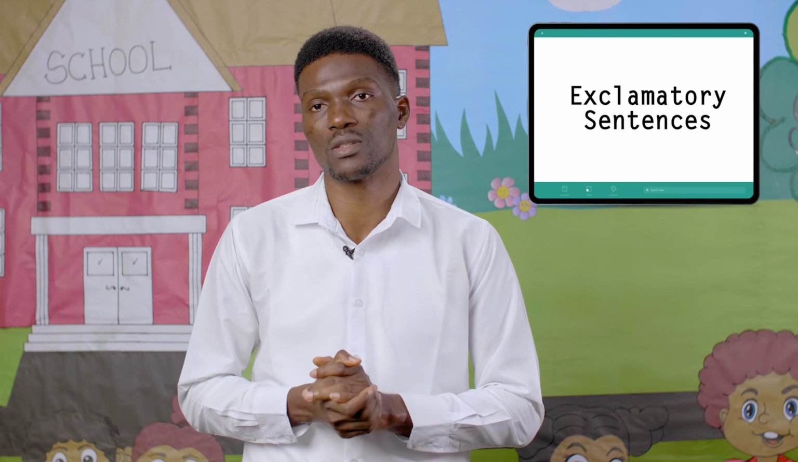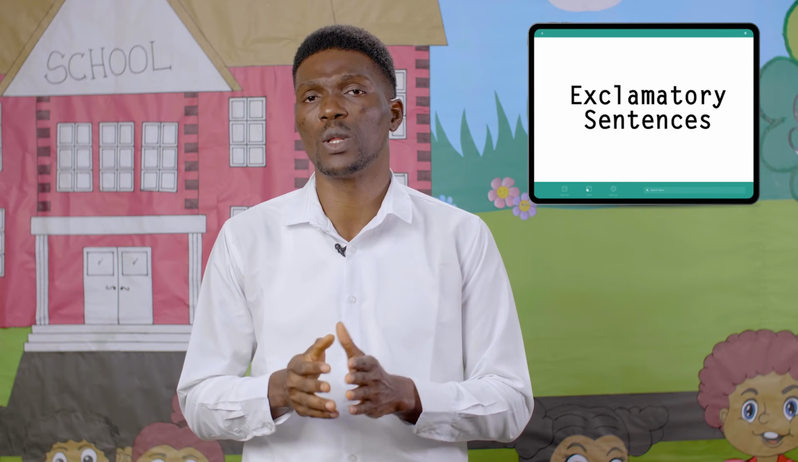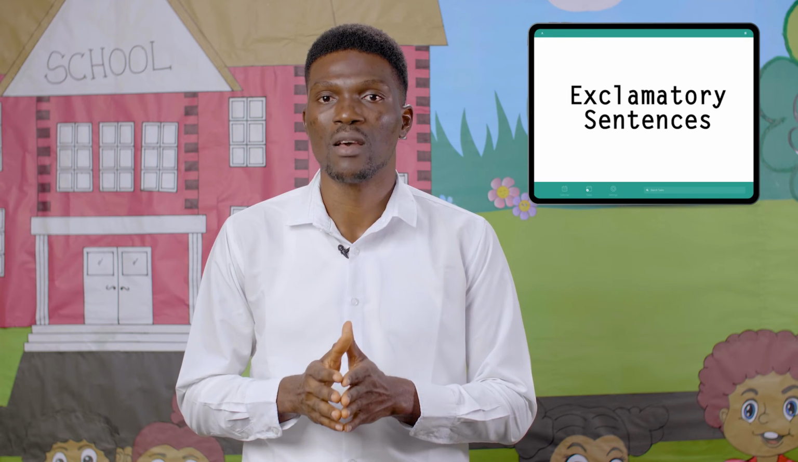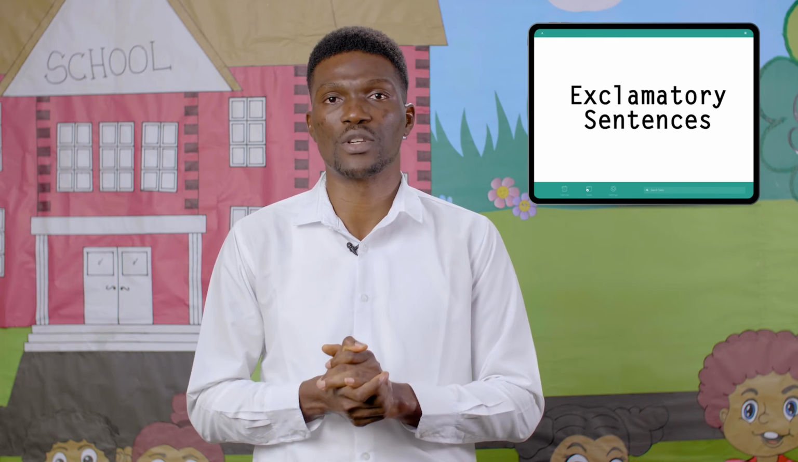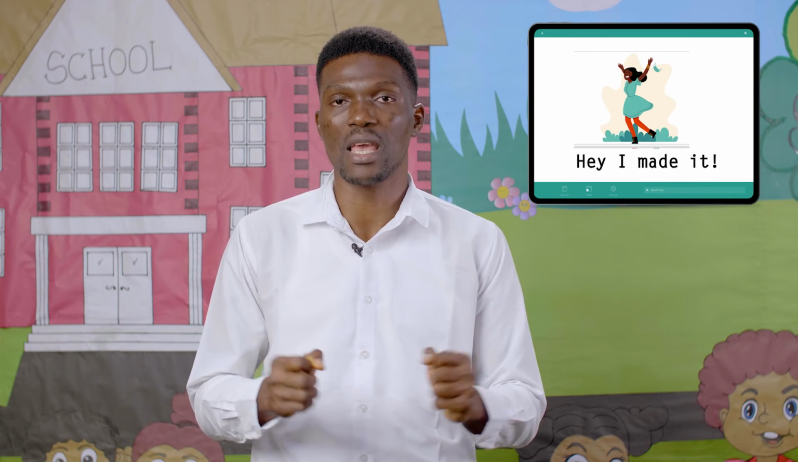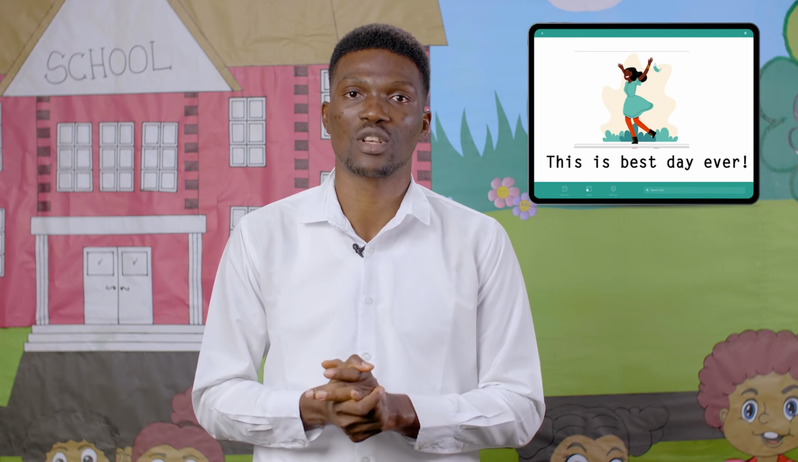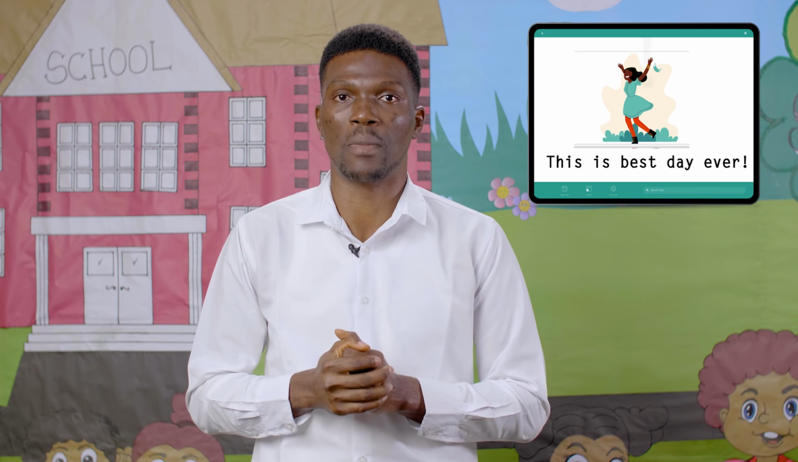Okay? So the last sentence according to function is exclamatory sentences. Exclamations. We all exclaim every day. An exclamation is a sentence that expresses strong emotions, surprise, excitement. For instance, hey, I made it. This is the best day ever. These are exclamatory sentences. All exclamatory sentences end with an exclamation mark. If you look on my screen, you will see what an exclamation mark is.